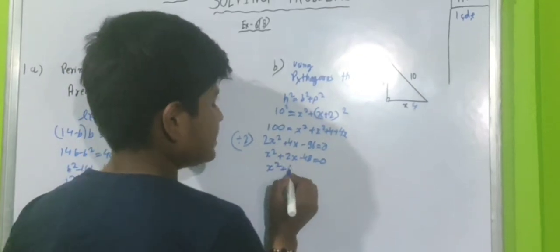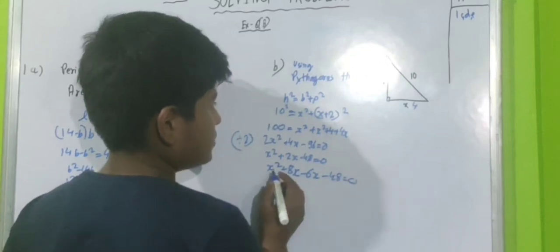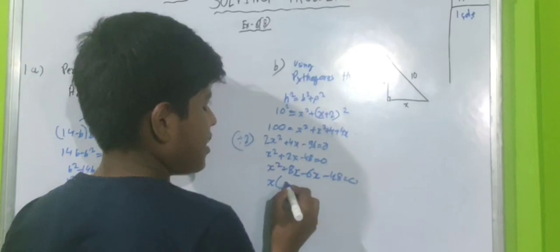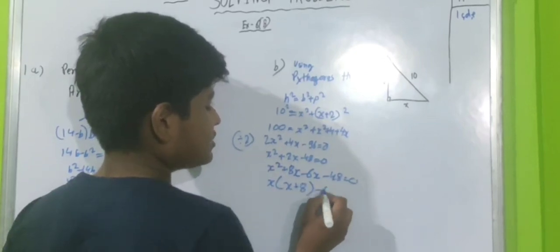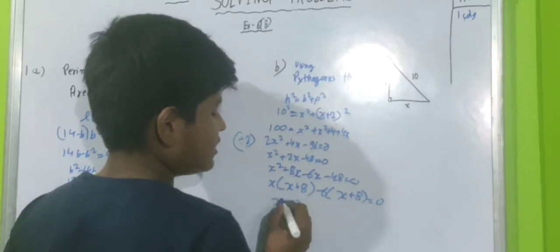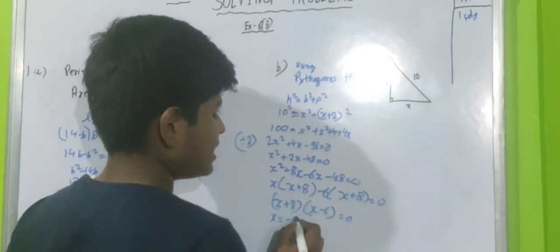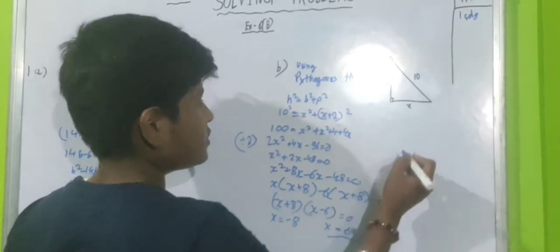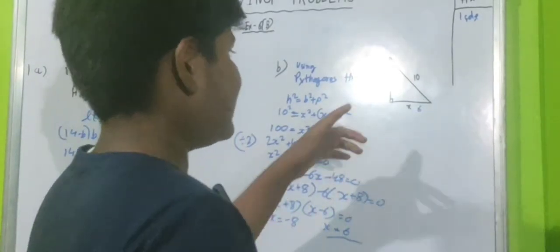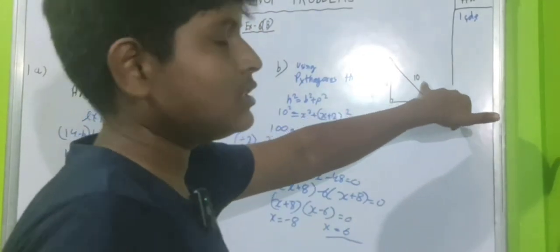Now doing x square plus 8x minus 6x minus 48 is equal to 0. So now x, x plus 8 minus 6, x plus 8 is equal to 0. x plus 8 and x minus 6 are the two factors, equal to 0. So this will be minus 8 and this will be plus 6. So this is the answer. Here it will be 6, and 8 because x plus 2 is 8. So 8 square, that is 64, and 36, that is 6 square, is equal to 10 square, that is 100.